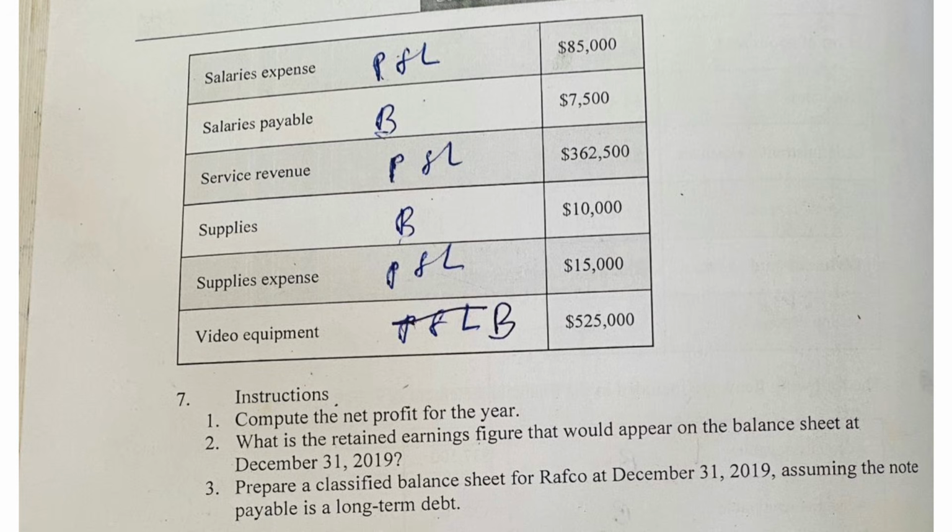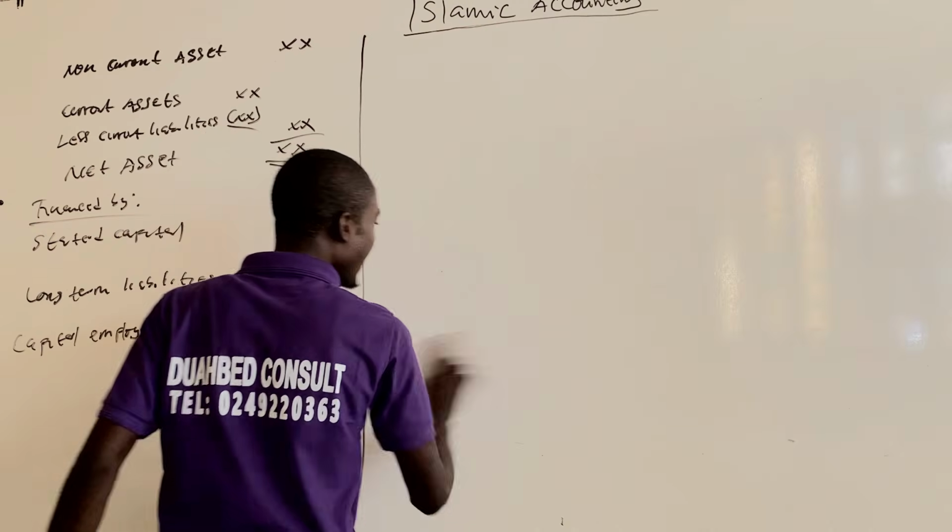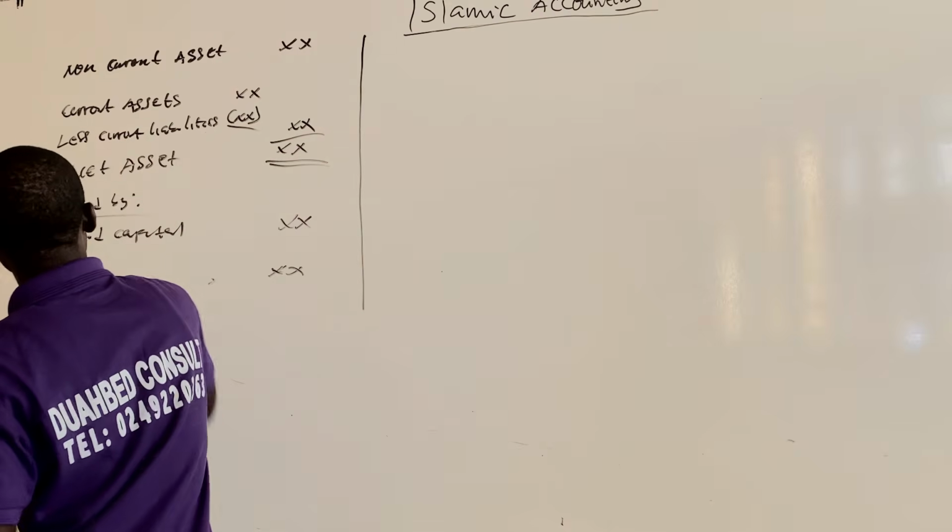that's supposed to appear on the balance sheet. That's the retained earnings at the end of the accounting year. And also prepare the balance sheet statement using the classified balance sheet, assuming that the note payable is a long-term liability. So we start with the preparation of the income statement. So we prepare the income statement first. That's the first requirement.